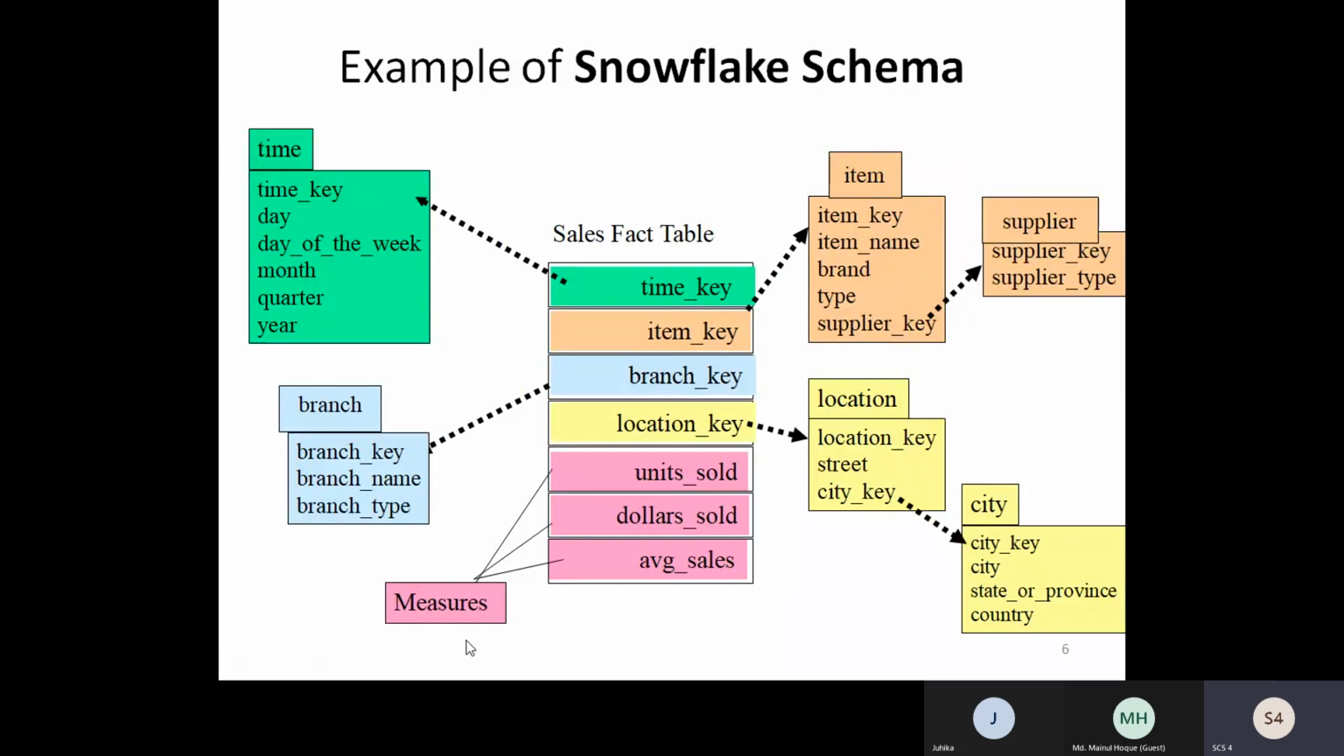So the same thing is happening here. First, we are placing the fact table here. Pay a little attention here. We are placing the fact table here as in a star schema. Now, say item key.